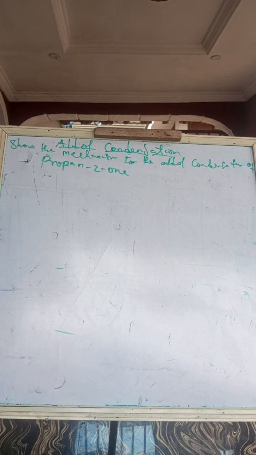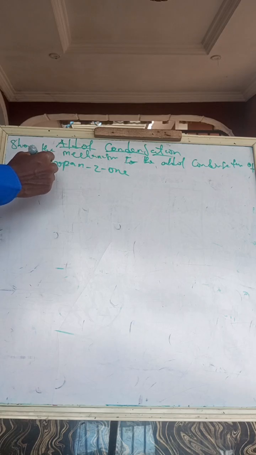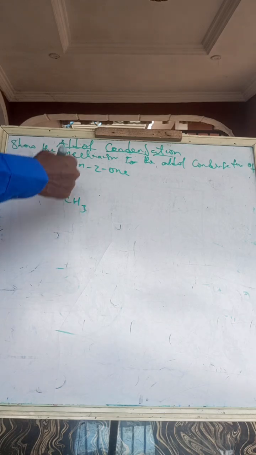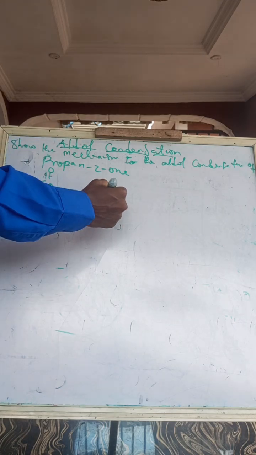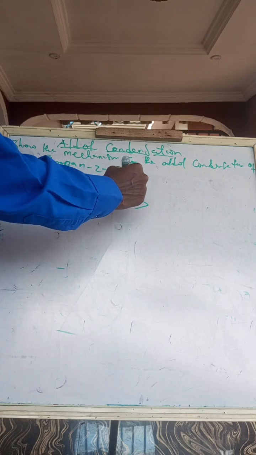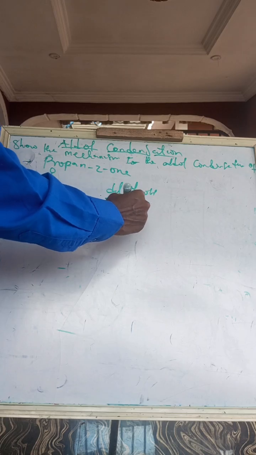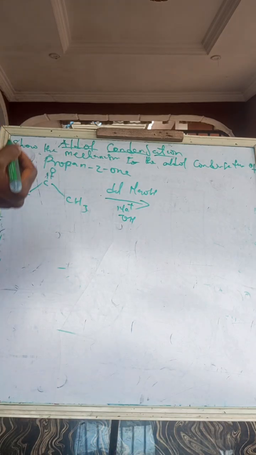So the next example under Aldol condensation is we need to consider propan-2-one undergoing Aldol condensation. So this is our structure for propan-2-one, which is a ketone group. Undergoing Aldol condensation, we bring in our normal base, dilute sodium hydroxide. You have Na plus and OH minus. So the first step is to locate our alpha hydrogen.